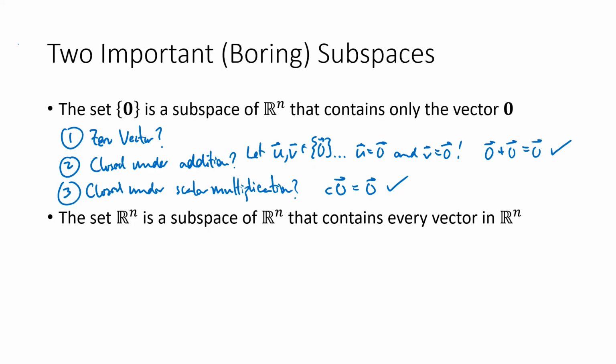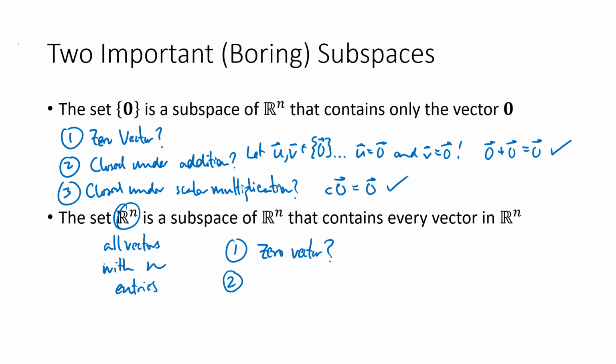Another sort of boring example, kind of on the other end of the spectrum, is the set of all possible vectors. So R^n, this is just all vectors with n entries. So does that contain the zero vector? Sure. The zero vector is part of the set of all vectors. So again, we get that one pretty easily. Is this closed under addition? Well, if I take two vectors with n entries and add them together, adding vectors doesn't change the number of entries they have. So yeah, that's going to have n entries as well.